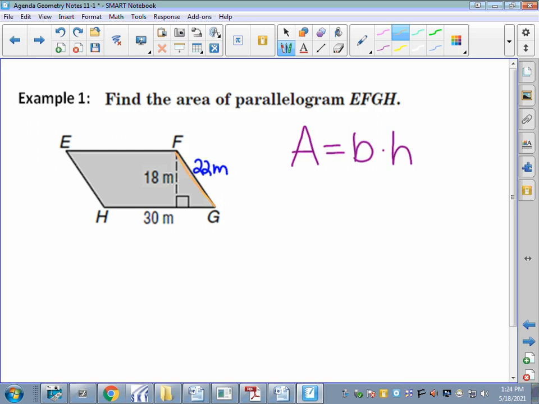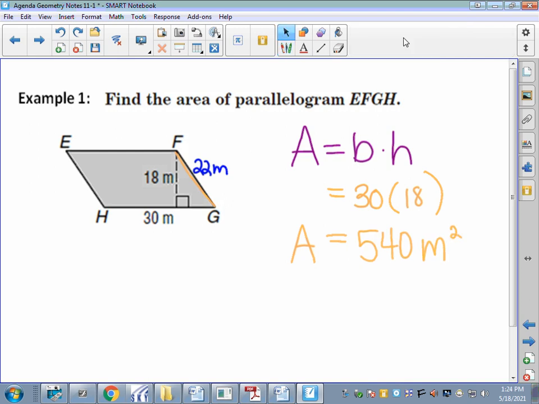We're going to throw in some trig, SOHCAHTOA, maybe some Pythag, different things that you might need to do. But if we're looking at base times height, the base is the bottom, 30 meters, times the height, which is 18 meters tall. That gives us an area of something like 540. If we were putting a label on there, because everything else is in meters, it would be meters squared. Easy peasy, right? Base times height.